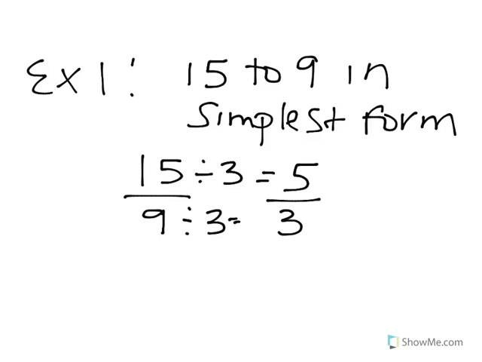Now you have to ask yourself, is there any common factor between 5 and 3? Well, the only common factor between 5 and 3 is 1, so we know that 5/3 is our answer. It's in simplest form. Now for my next example, we're going to discover if two ratios are equivalent.